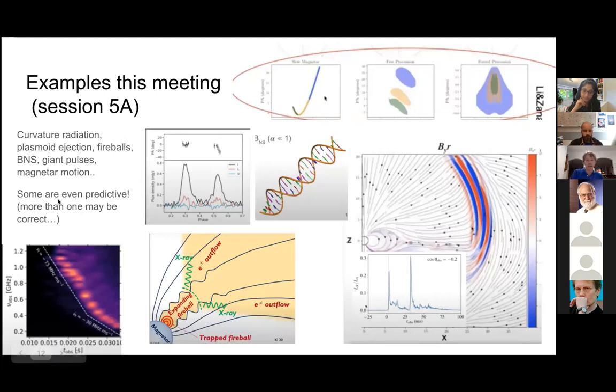Some of these are actually getting nicely predictive, right? It's always nice when you have a theorist say that if this model is correct, we should see this, and if this model is correct, we should see that, etc. That's wonderful for the observers to look at.